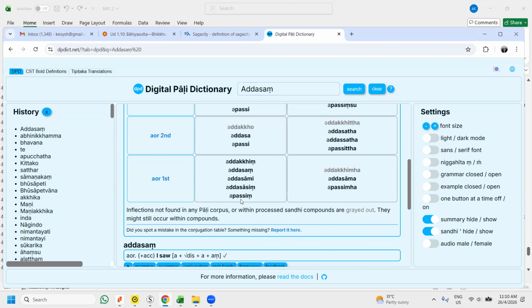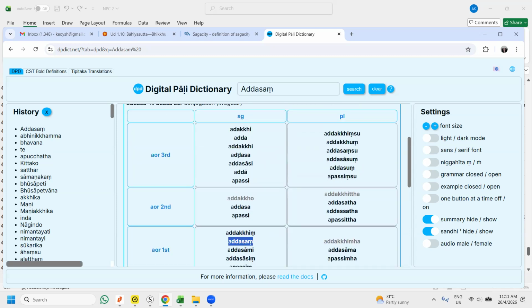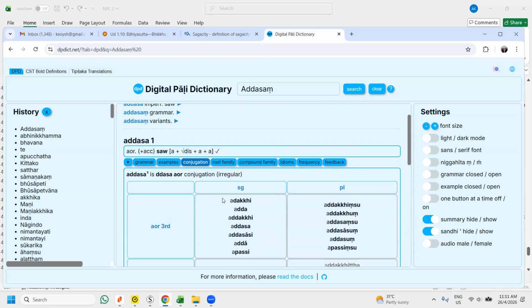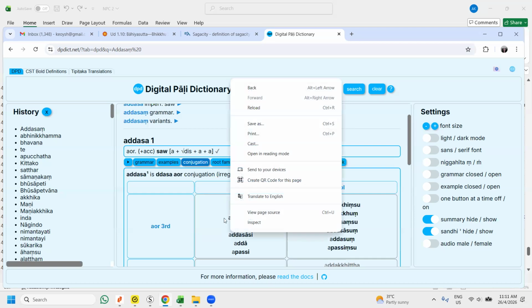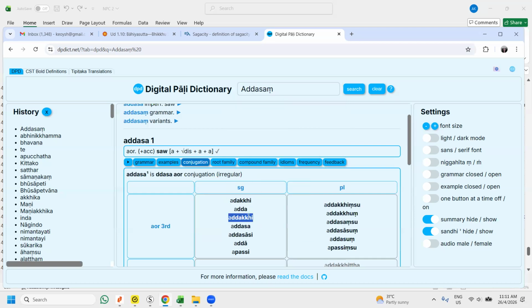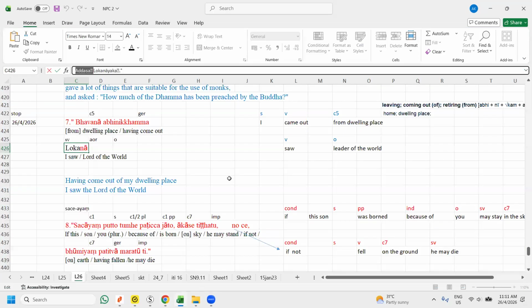You don't take the other one, you take the one that is Adasa. There are a few of them. This is the one that we are looking at. Adasam is the first person past tense. Can you see here? This one is the third person. This is not easy because there are so many of them. So it is a bit difficult. Here I take one of these, the common one.